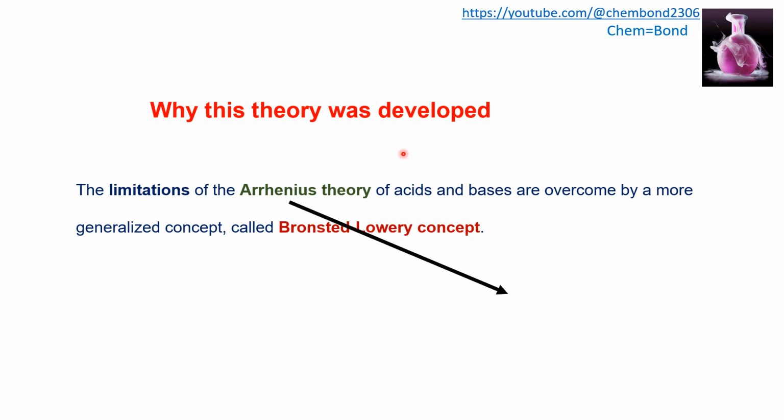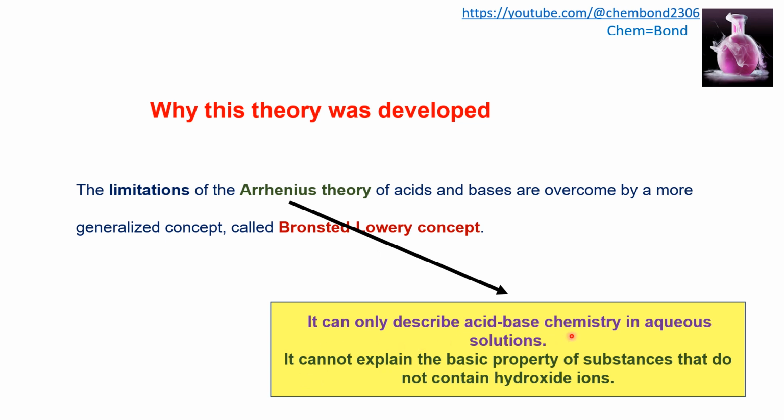Now, what are those limitations? It can only describe acid-base chemistry in aqueous solution. So acids and bases act as acids and bases only in an aqueous system. Although acid-base reactions also occur in the gas phase, it cannot explain them in other media. It also cannot explain the basic property of substances that do not contain the hydroxide ion. According to Arrhenius theory, a base is a substance which donates the hydroxyl ion. But some species do not contain the hydroxide ion, for example ammonia, NH3. It does not have a hydroxide ion, but it acts as a base, so the theory fails to explain it.